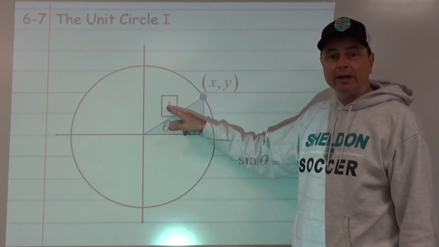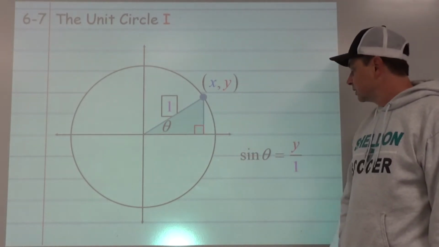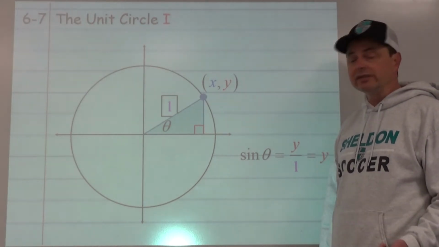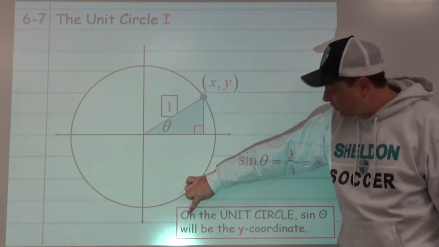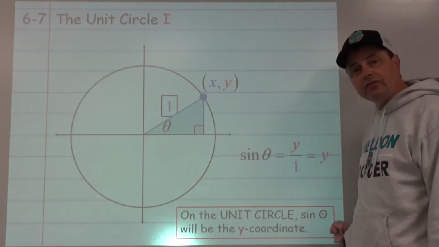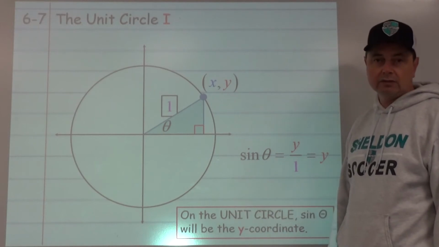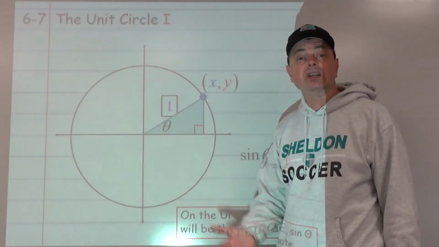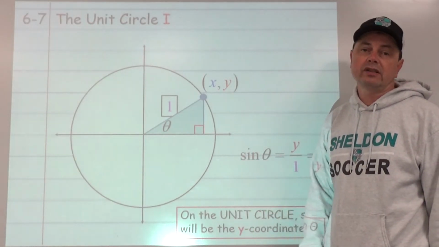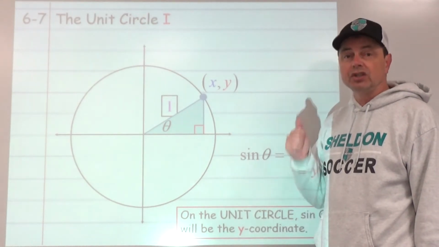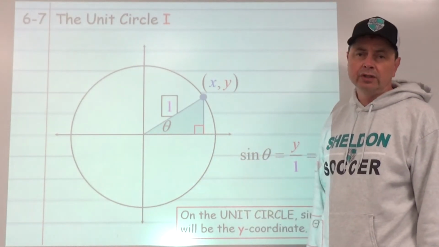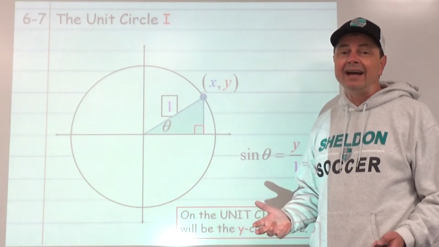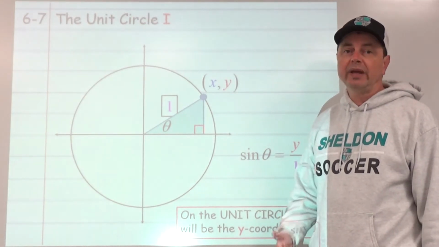Y divided by the hypotenuse, which is 1. So y divided by 1 is y. What that tells us is that if we're on the unit circle, the sine of theta will be the y-coordinate. So if we're trying to evaluate the sine of a particular angle, and we know the coordinates associated with that angle, it's just the y-coordinate as long as we're on the unit circle. It would probably be handy to have, from our previous lesson, your paper plate unit circle.